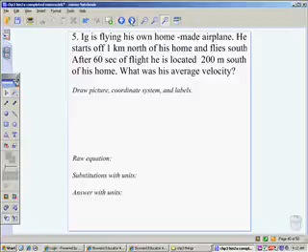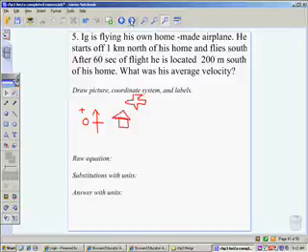Anyway, here we go. Ig is flying his own homemade airplane. He starts off 1 kilometer north of his home and flies south. After 60 seconds of flight, he is located 200 meters south of his home. What is his average velocity?